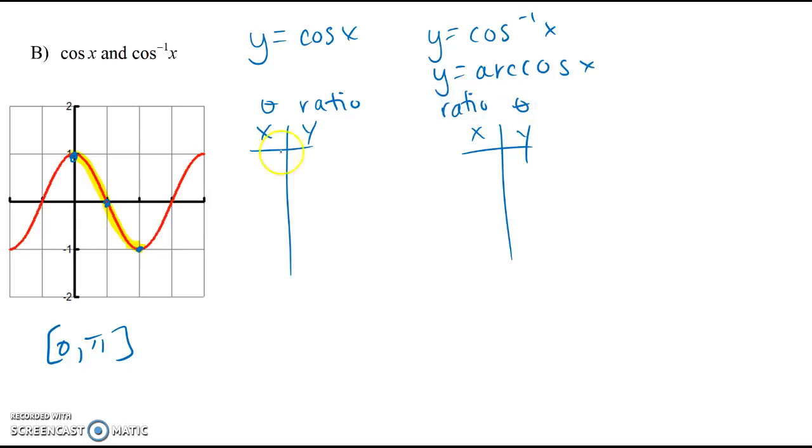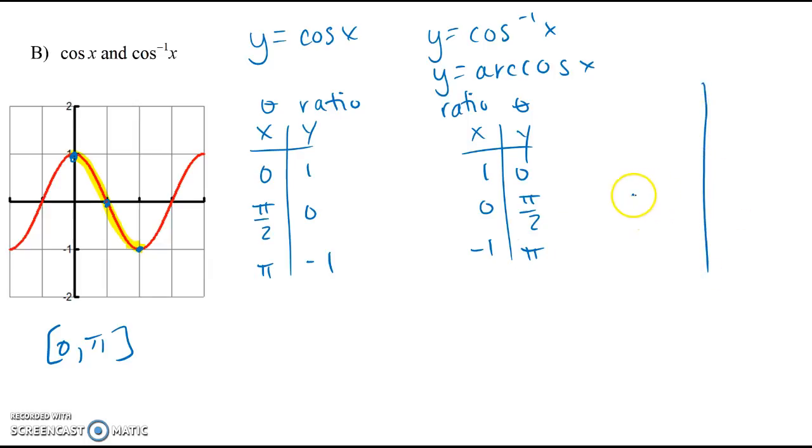All right, so these 3 points for our cosine graph have angle values of 0, pi halves, and pi, and y values of 1, 0, and -1. And we can flip-flop both of those values to get the ordered pairs for our inverse graph. And then when we go ahead and graph this function, we will label our x and y values. And then notice all of our y values are positive.